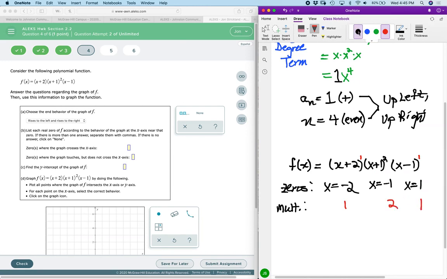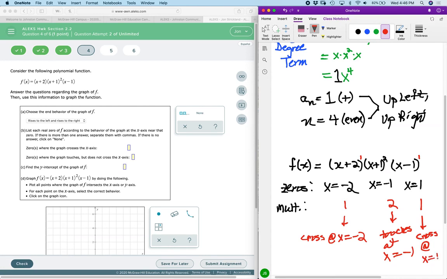In terms of whether the graph touches or crosses the x-axis, we have x equal to negative 2, which has a multiplicity of 1. Since 1 is odd, the graph crosses at x equal to negative 2. Since negative 1 has an even multiplicity of 2, the graph is going to touch at x equal to negative 1. And with x equal to 1, with a multiplicity of 1, the graph is going to cross.